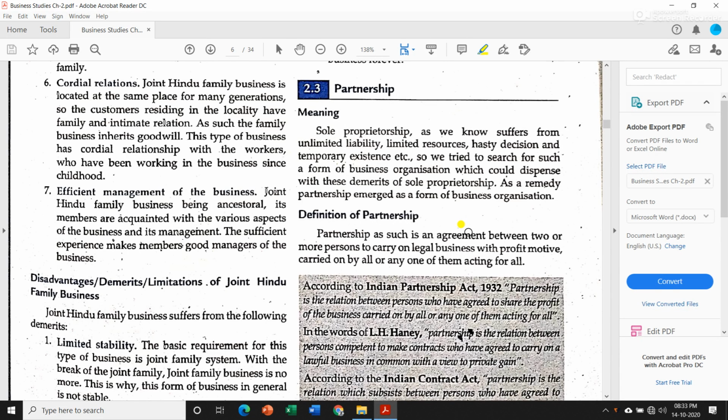Welcome back everyone. In our previous session we studied what is meant by joint Hindu family business, and in this session we will discuss what is partnership. Now the topic partnership means it involves more than one person. So let us see what is meant by partnership.